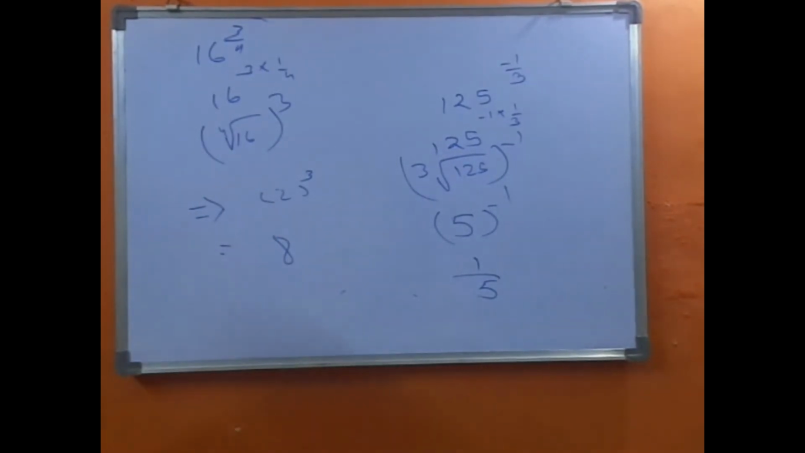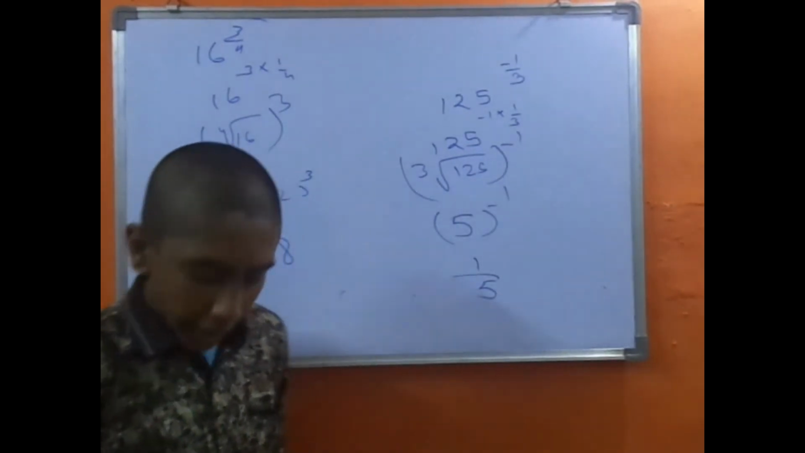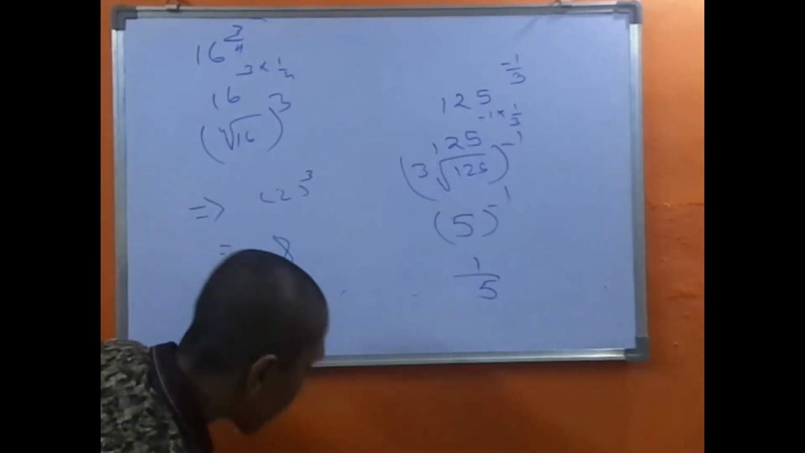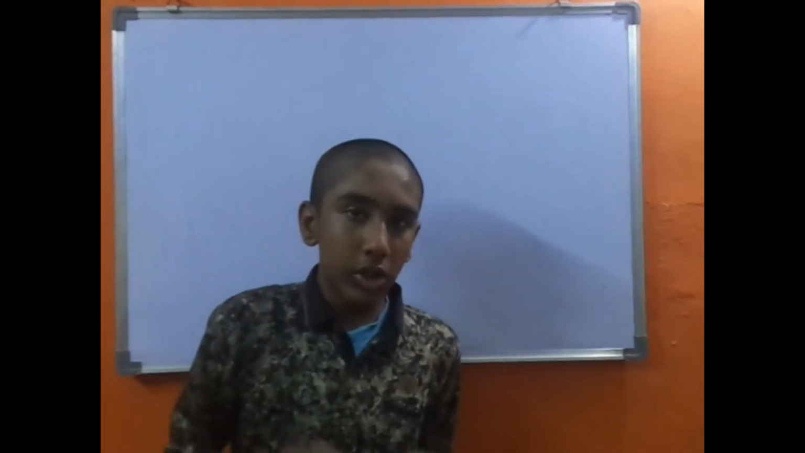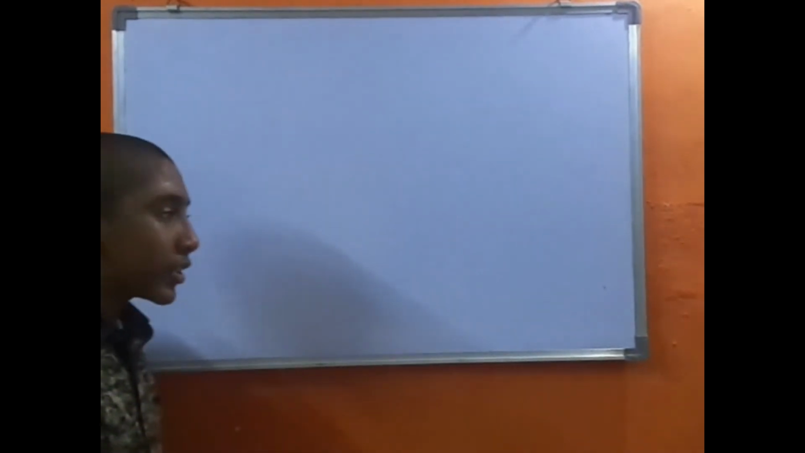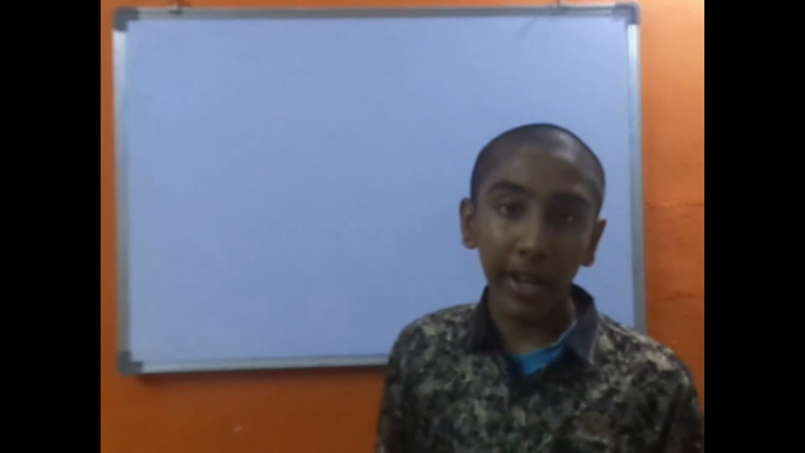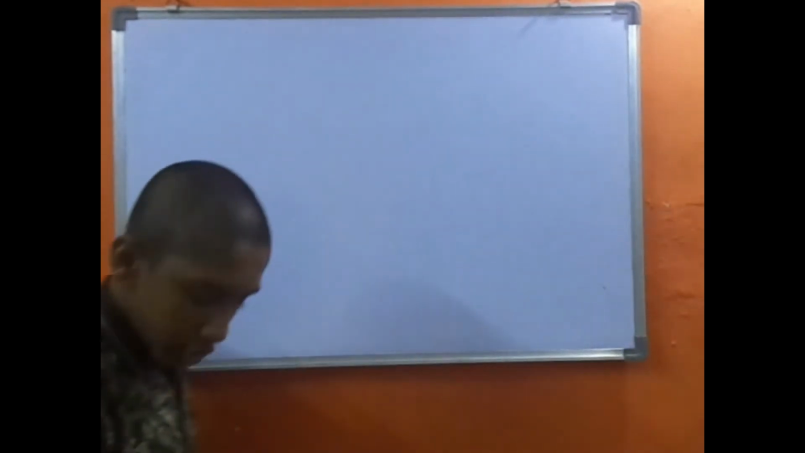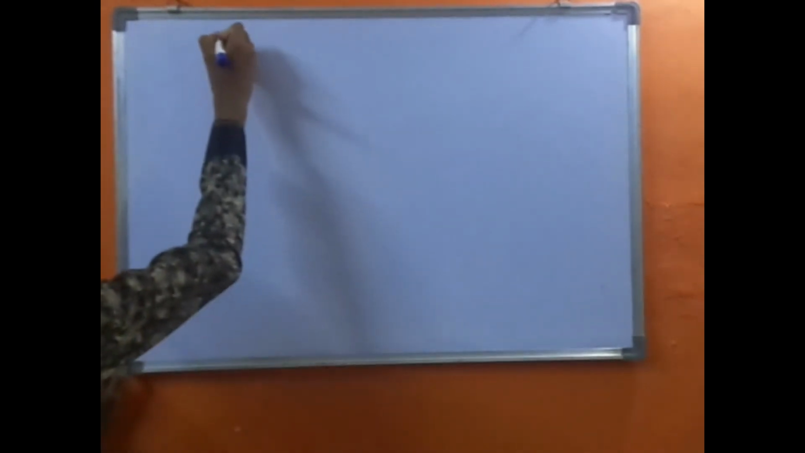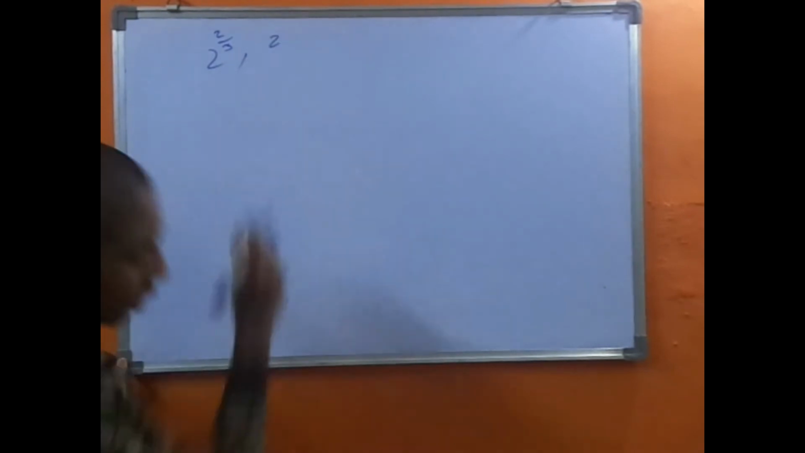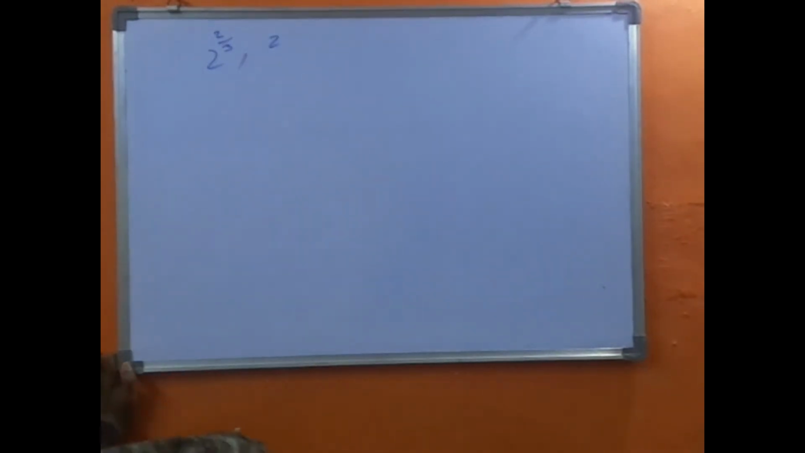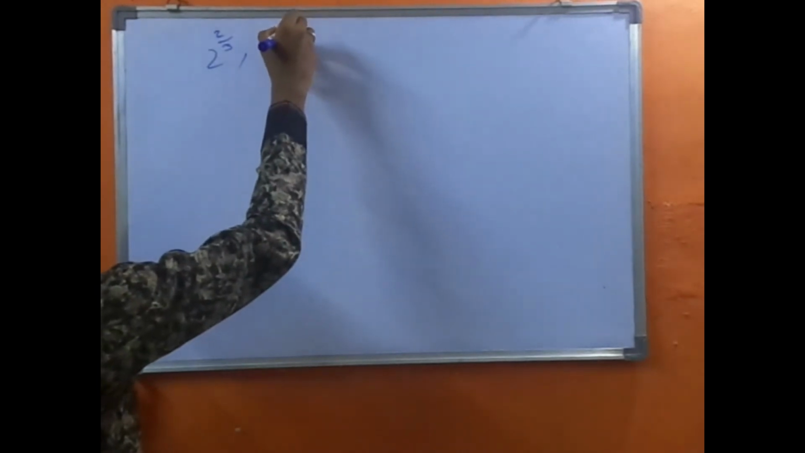Simple. So, now we have completed the second one, and the third one is the simplification part. So, we need to simplify the following expressions by using the identities discussed in the previous video, like a power m into a power n, a power m whole power n, and a power 0, and so on. So, the first one, 2 power 2 by 3 dot 2 power 1 by 5.